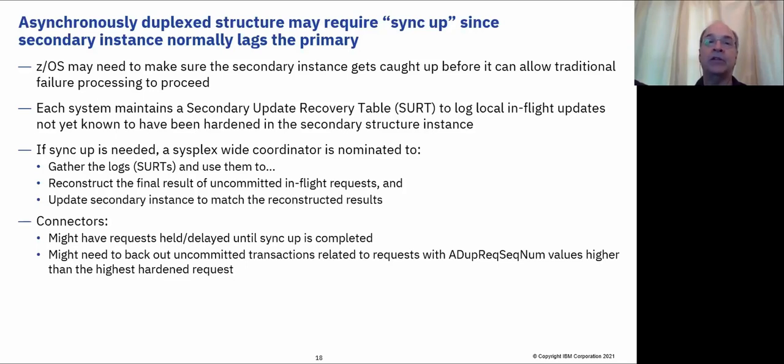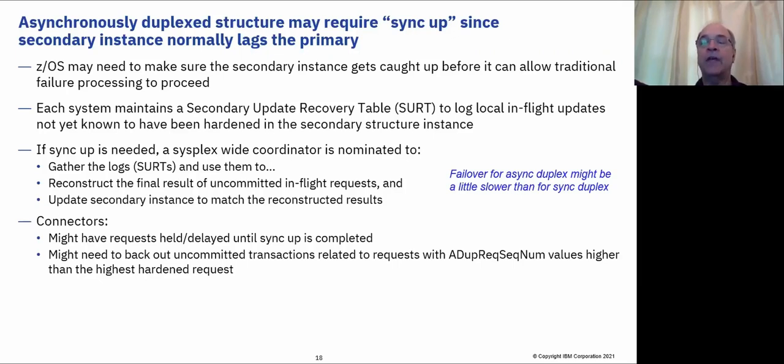Now, the connectors, in my case, it's IRLM and DB2, may have to delay their requests until the sync-up that we're talking about gets completed. And we may have to back out uncommitted transactions as a result. So this sync-up is if we have a failure in the primary.